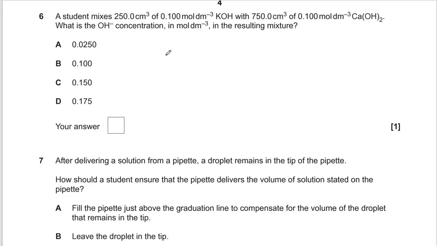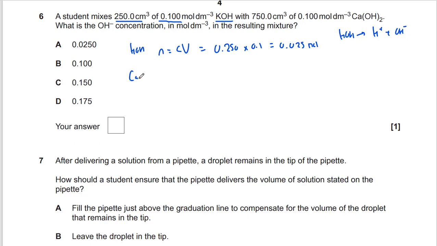So first things first, then I've got 250 of 0.1 KOH. So we'll just do number of moles equals concentration times volume, and we'll do 0.250 times 0.1, which gives me 0.025 moles of KOH. And because when KOH dissociates, you produce 1 mole of K+ and 1 mole of OH-, then 0.025 moles is the amount of OH-. Okay, so that's the amount of OH- produced by KOH. So for KOH, it's that.